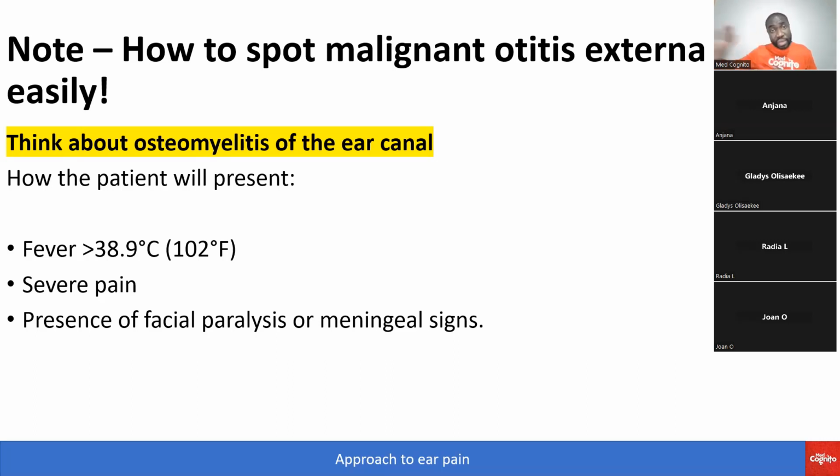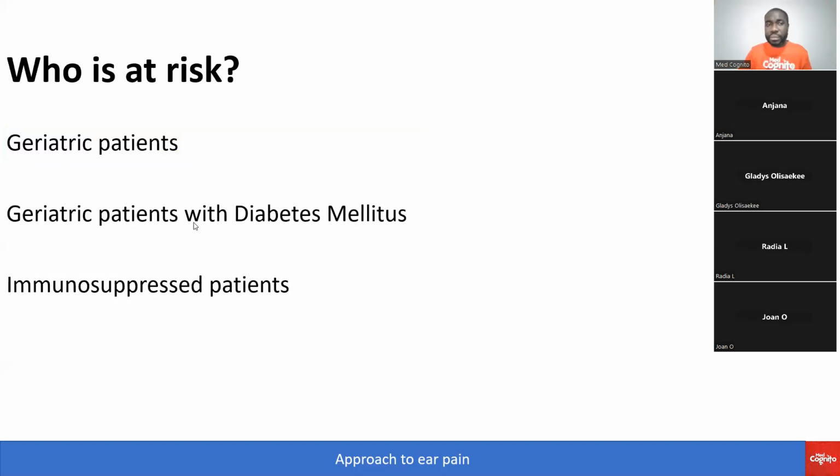We've learned how to diagnose otitis externa. We said it's a clinical diagnosis, and we take a sample from the discharge and send it for culture. Now, how do you put two and two together to say that this presentation is malignant otitis externa? Fever, severe pain, facial paralysis, or meningeal signs.